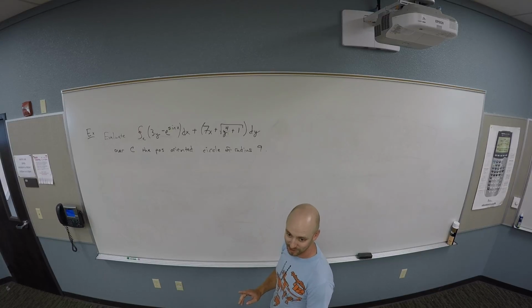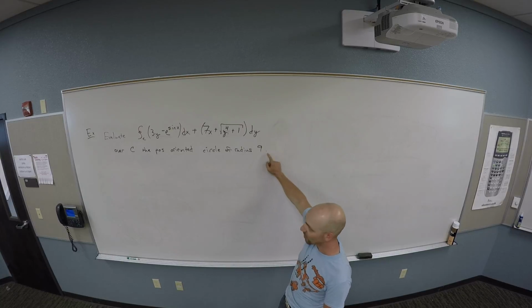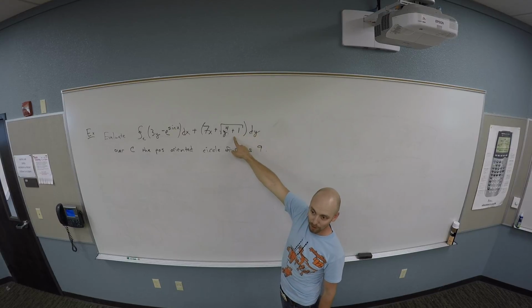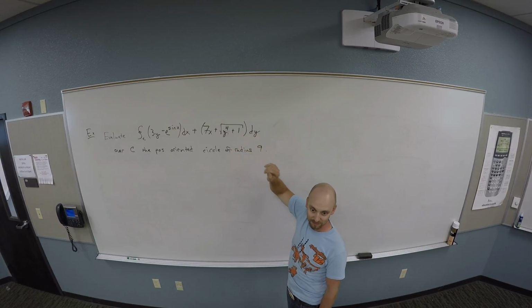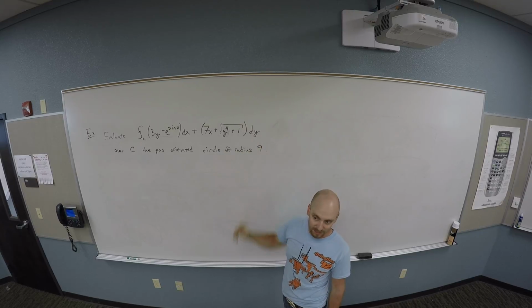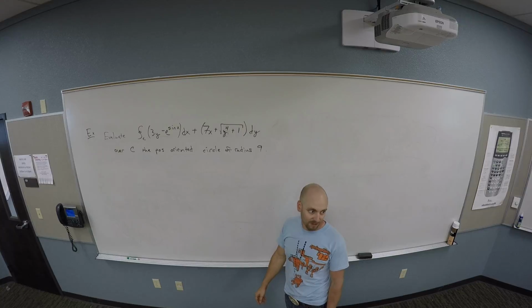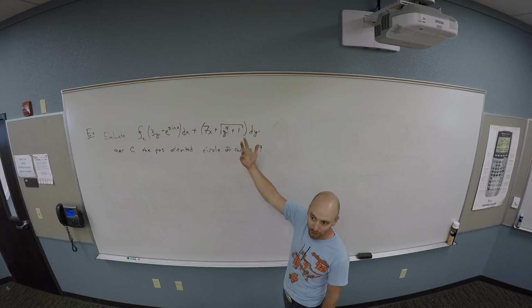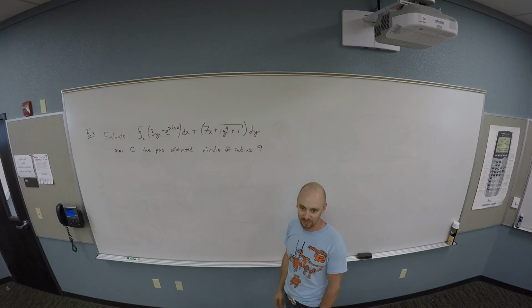What's the one that sucks? To leave it like this, right? I could parameterize the curve C, evaluate this thing at my parameterization, evaluate dx and dy, get some horrible business, multiply it all out, and integrate from 0 to 2 pi, presumably. That would be sad.